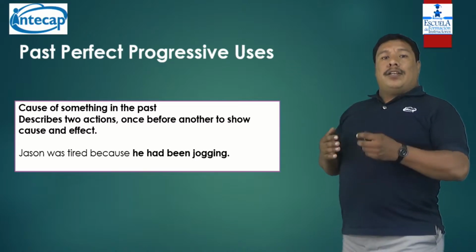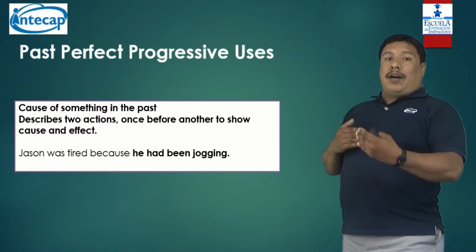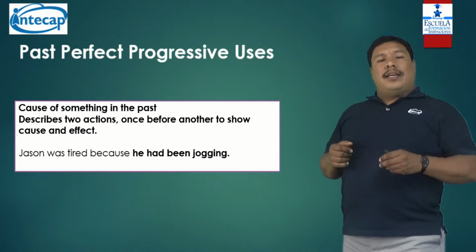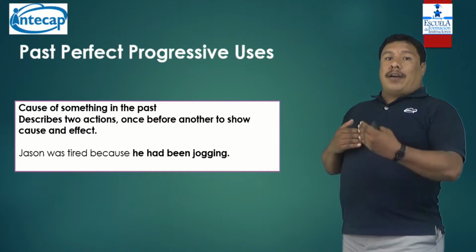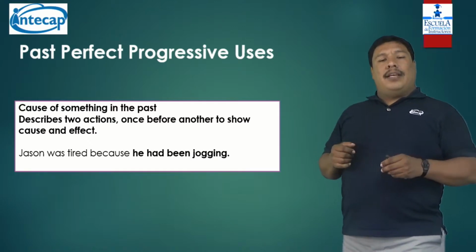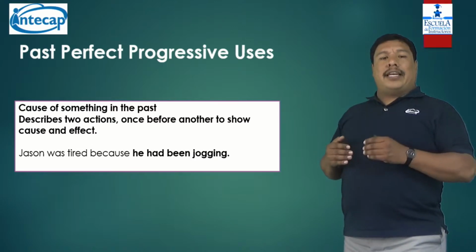For example, two actions that describe cause and effect. In the example, Jason was tired because he had been jogging. That describes cause and effect.